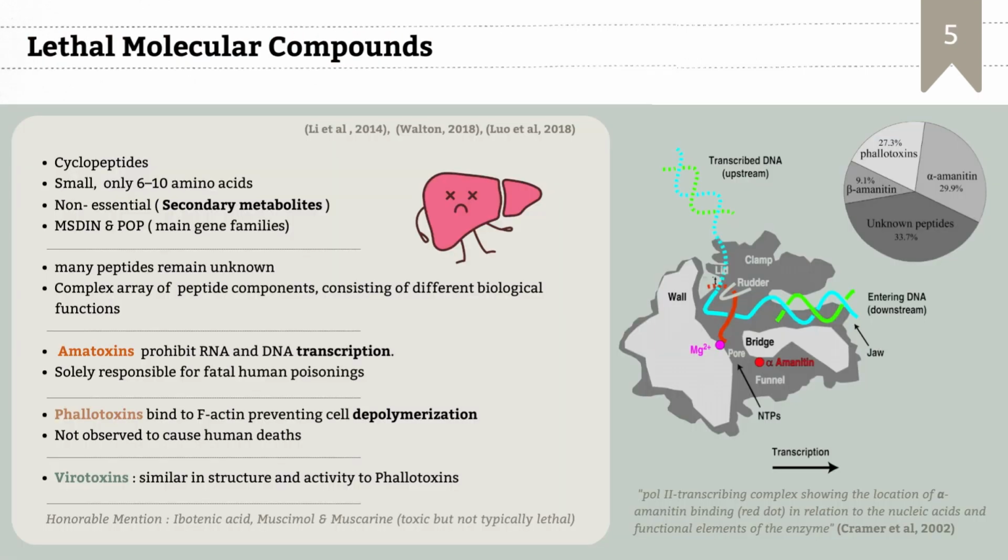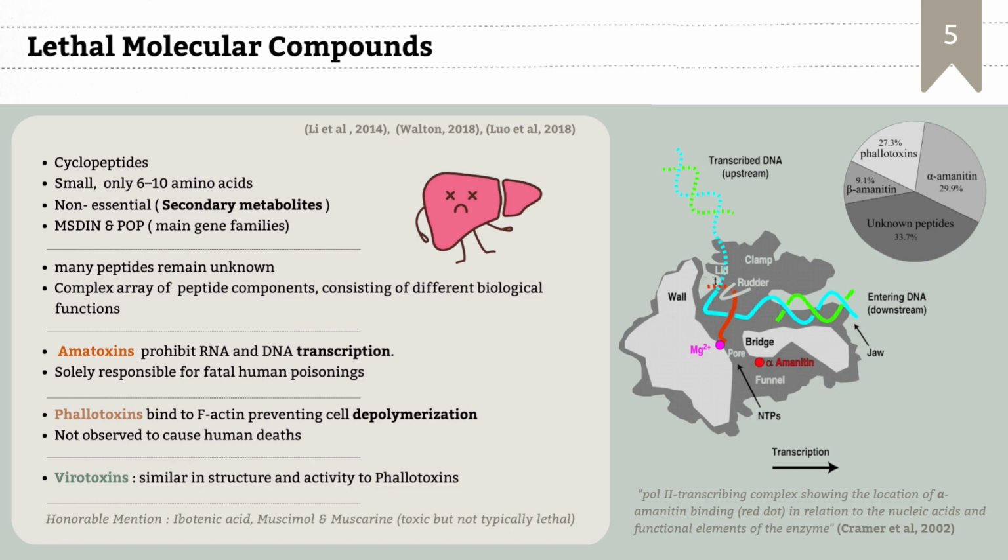A bit about the lethal molecular compounds. They are cyclopeptides, and they're only about 6 to 10 amino acids long. They're non-essential, so they're called secondary metabolites. And they're usually coded by the MSDIN and POP gene families. However, there's definitely a lot of other gene families that code for cyclopeptides. Many of these peptides remain unknown.